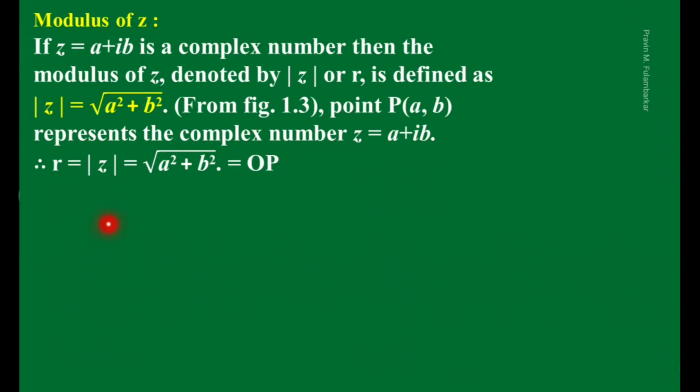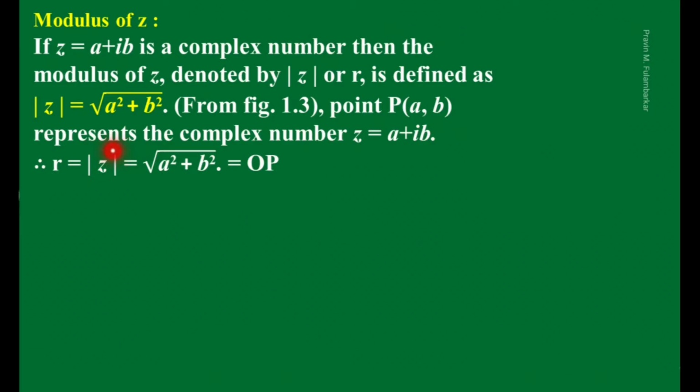Now the next concept is the modulus of z. If z equals a plus ib is a complex number, then the modulus of z, denoted by mod z or r, is defined as modulus of z equals under root a square plus b square. So this we discuss by using figure 1.3.